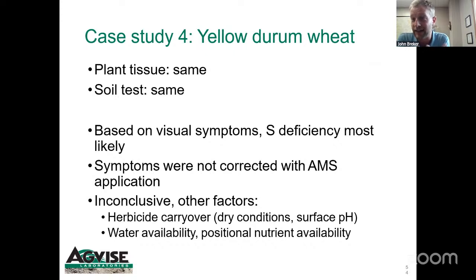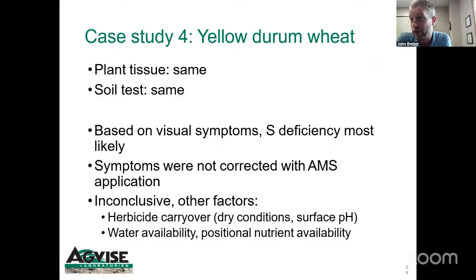Well, the grower, after they had gotten back this data, still wanted to do something. So they did go out there and spread some AMS over the top, and it didn't do anything to fix the symptoms there. So this is my final case looking at an inconclusive situation where we have to think about other problems beyond just soil and nutrient issues. For example, it could have been a herbicide carryover issue. This particular year, it was a dry spring.